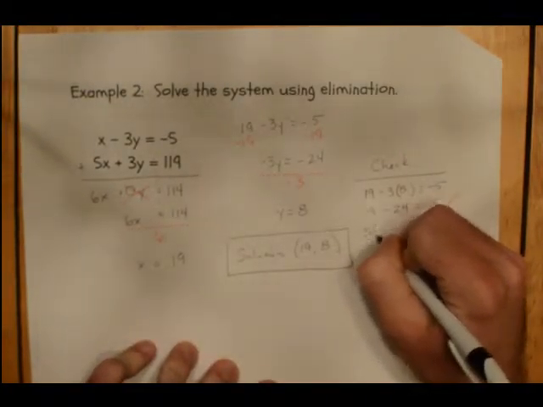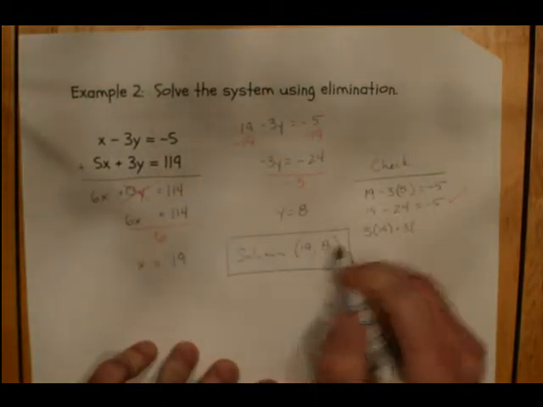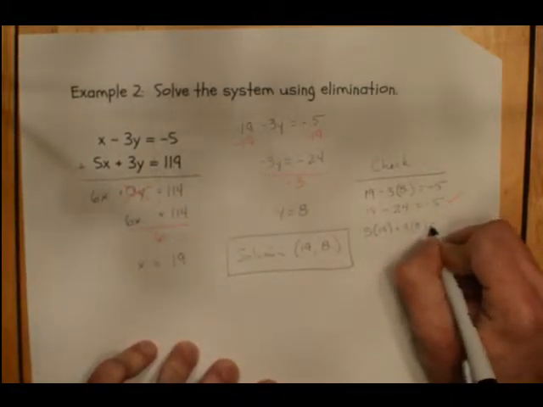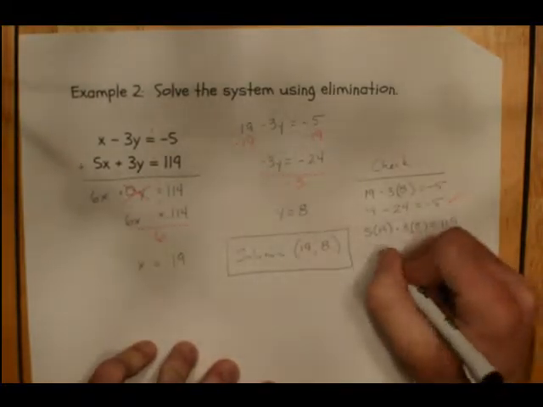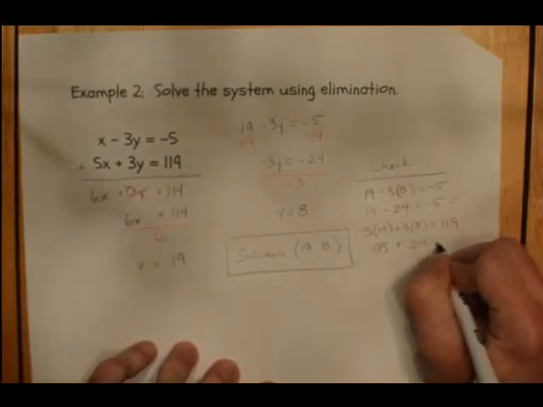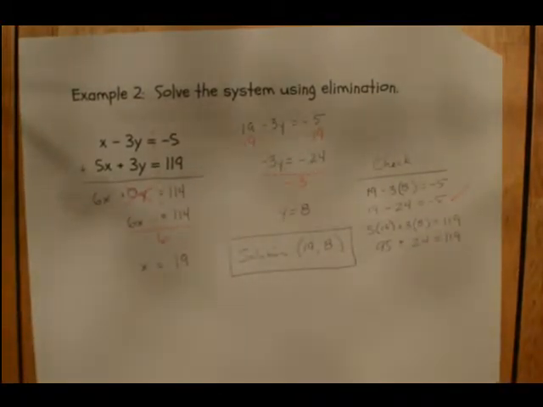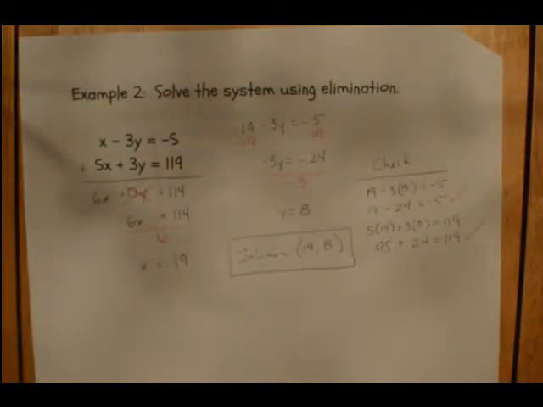5 times x is 19, plus 3 times y is 8, and that should equal 119. So let's see, we've got 5 times 19, that's 95, plus 3 times 8, we've got 24, should equal 119, and 95 plus 24 does equal 119. So it worked in both, so that is our solution.